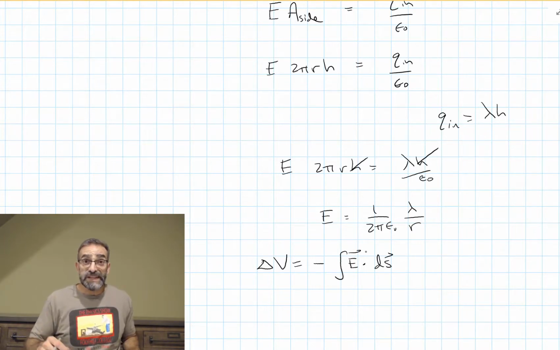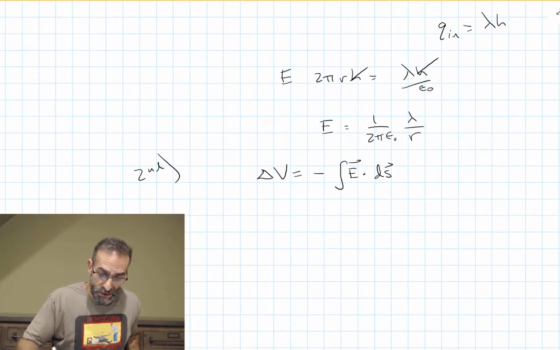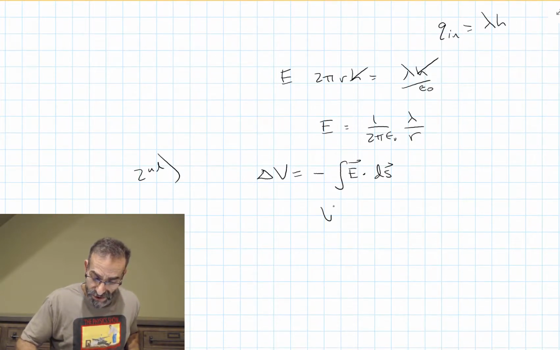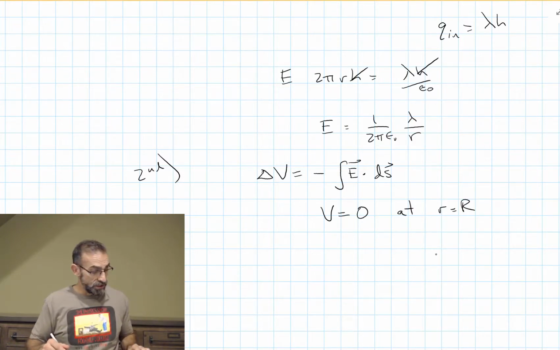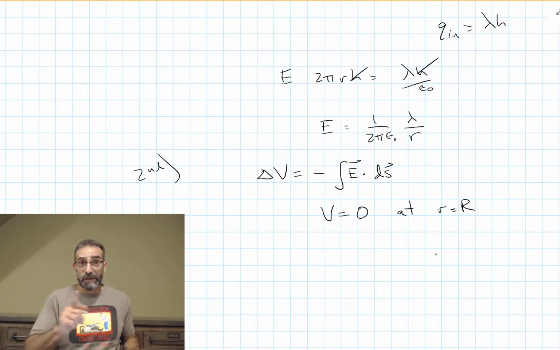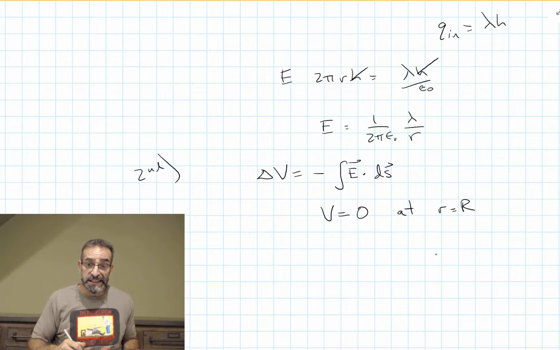This equation will tell me delta V by integrating the electric field between 2 points. So I always want to start where I know what the electric potential is. And I know in this problem the electric potential is 0 at the radius of the cylinder. So I'm going to start there. And then I'm going to work my way out to infinity, and I'm going to work my way in to 0.